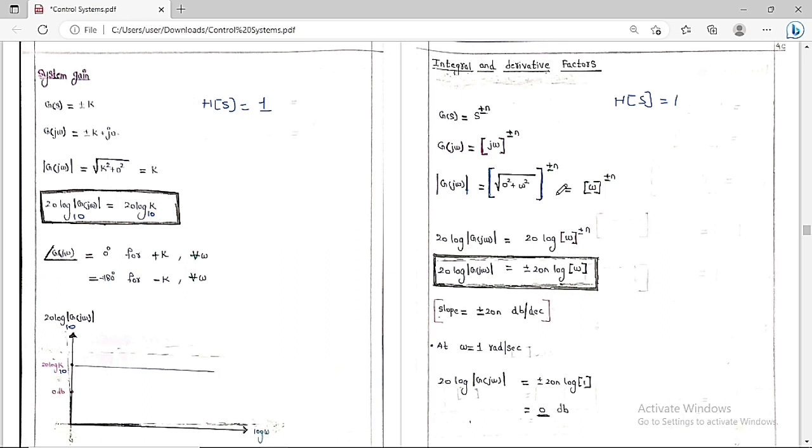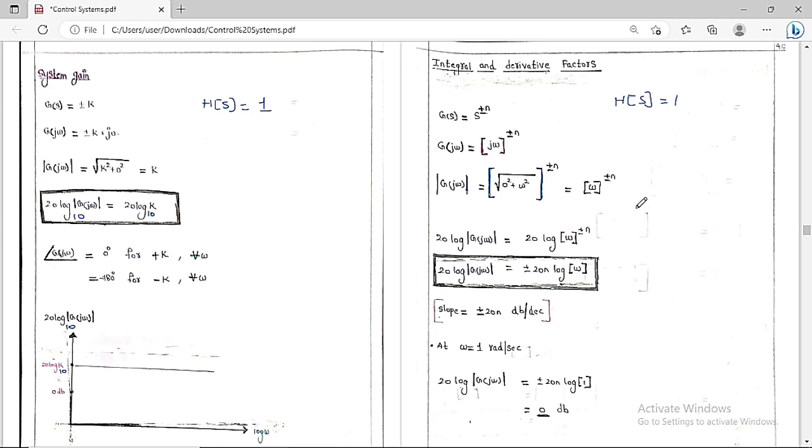If you solve this one, what are you going to get? This square and the root are going to get cancelled. So finally we are going to get ω to the power of plus or minus n. Therefore the magnitude of G(jω)H(jω) is equal to under root of 0 square plus ω square to the power of plus or minus n. So the square and root are going to get cancelled, and we are going to get finally ω to the power of plus or minus n.